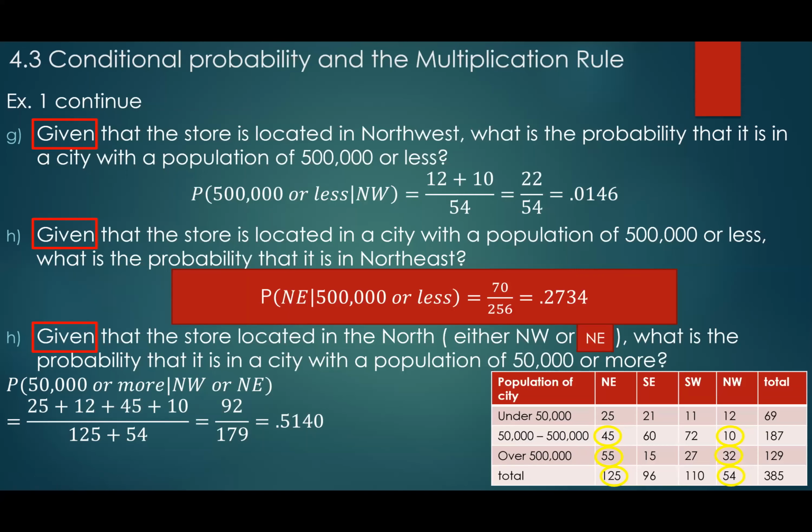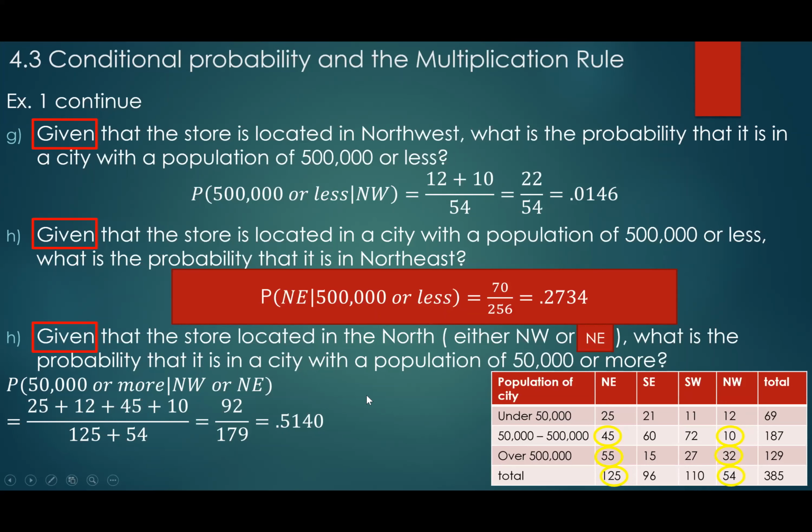142, and 142 divided by 2, divided by 179 will give you 0.7933. Okay, so again, that's your answer. It should be 0.7933, and again, 0.793 is fine. I think on your homework on Connect Math, they asked for 4 decimals. So again, the answer for H here is wrong.